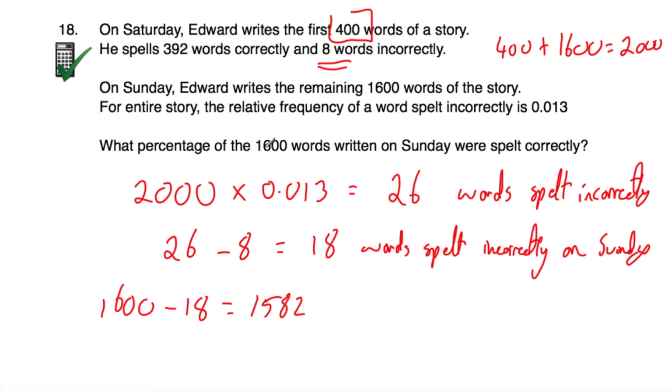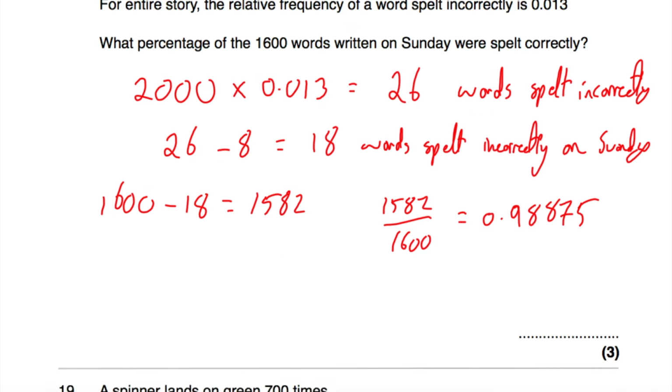So the question said, what percentage of the 1,600 words on Sunday were spelled correctly? Well, as a fraction, it'd be 1,582 out of the 1,600 words. That's the fraction of words that he spelled correctly on Sunday. And if we write that as a decimal number, 1582 over 1600 is equal to 0.98875. And then if we write that as a percentage, just times by 100, that would be equal to 98.875%. So that means that Edward spelled 98.875% of the words on Sunday correctly.